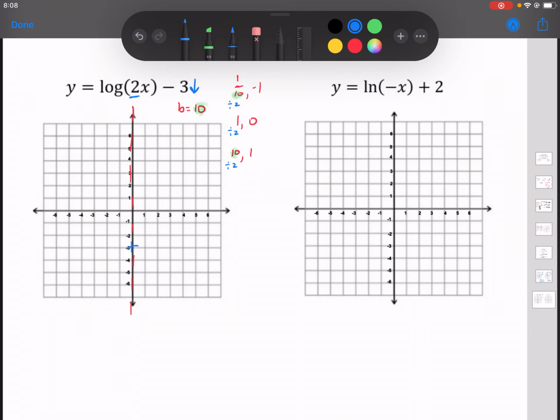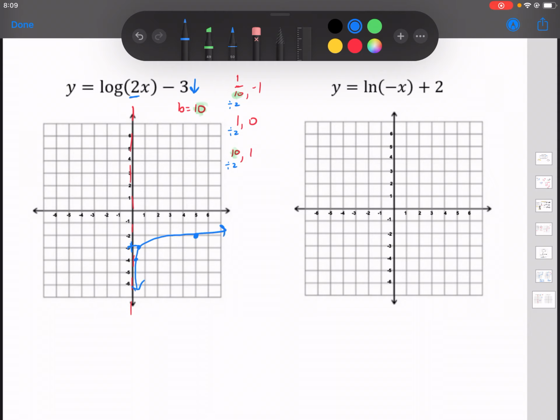So, if that's the case, I would go over 1/20th from the plus sign, and then I'd go down 1. It's really, really close to the y-axis. I'd also go over a half from the plus sign and make a mark. Then I'd go over 5 from the plus sign and go up 1. And then I'd have my curve.